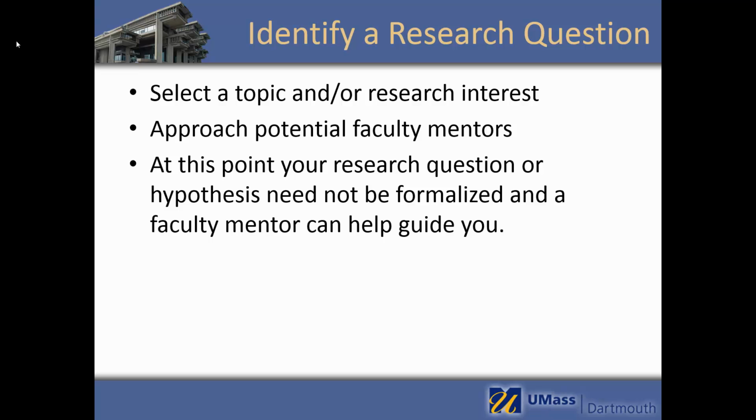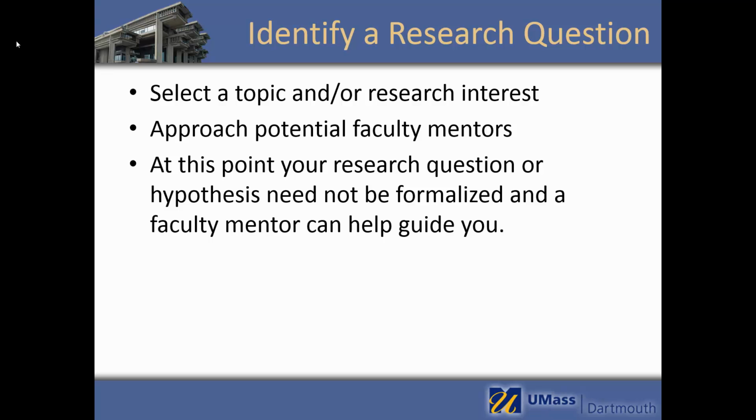Once you've identified an important problem or question that you wish to research, you should then approach a faculty member to become your mentor. However, you do not need to have a research topic or plan before approaching a faculty mentor. In fact, in some disciplines, like biology for example, it is the norm for a faculty mentor to select the research topic and experimental design.